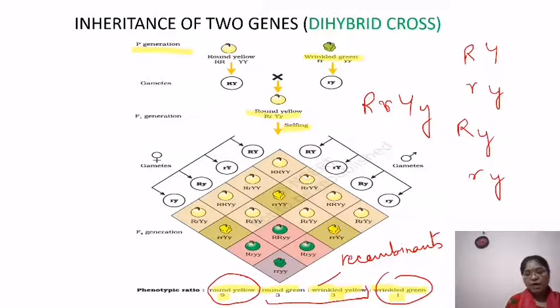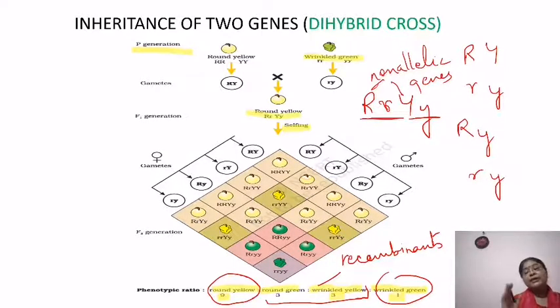gene. These are 2 alleles of a gene, and R and Y are what? They are non-allelic genes, and these non-allelic genes segregate independently of each other. This is what is independent assortment.